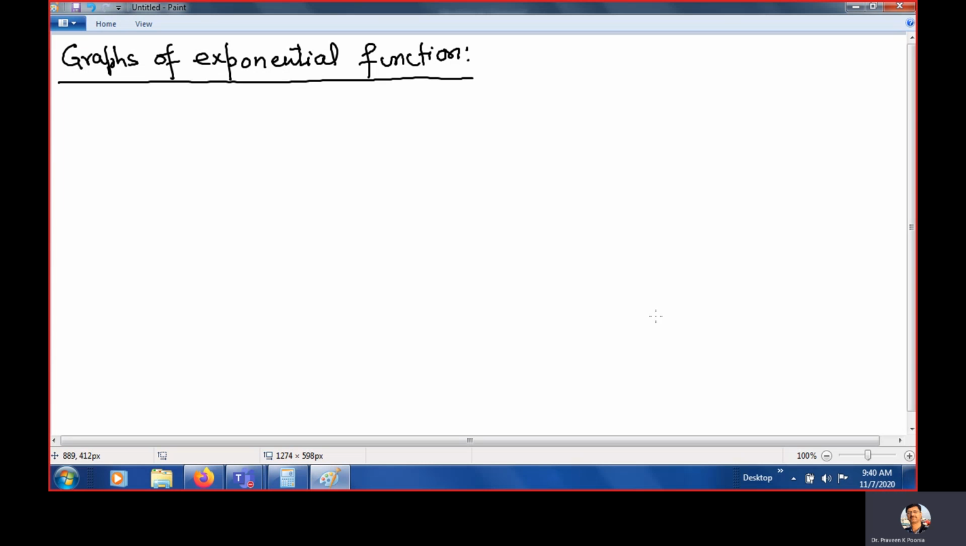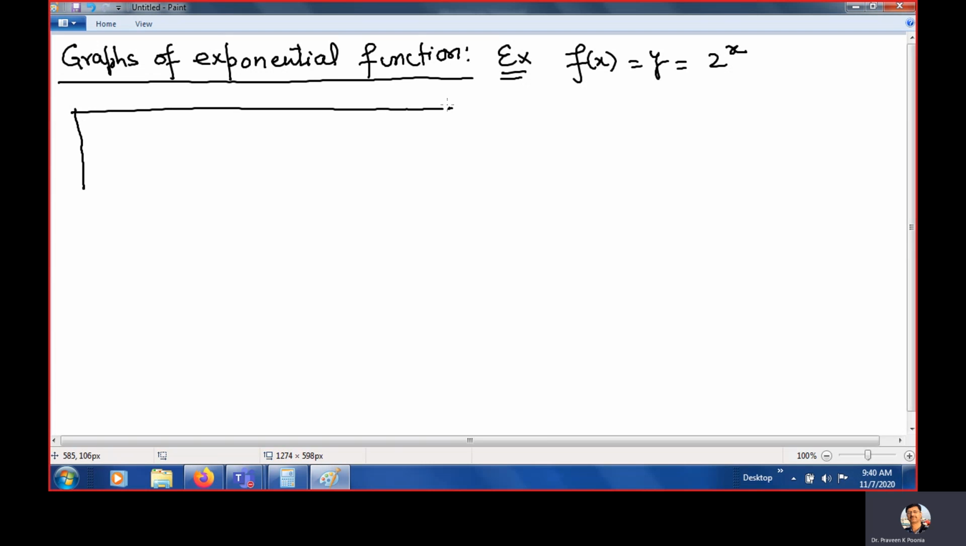Graphs of exponential functions. In the graphs of exponential functions, there are 2 important things. The first important thing is you need to draw a table. Let us take an example. Draw the graph of f(x) equals, or sometimes we write it y also, 2 power x. This is the simplest graph, y equals 2 power x. So how to draw this graph? My dear friends, please make a table. This is very important. A table of the values of x.